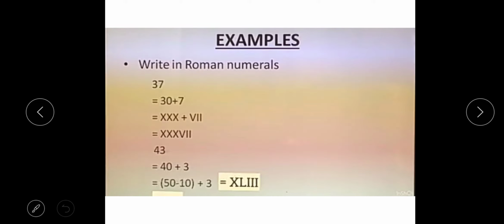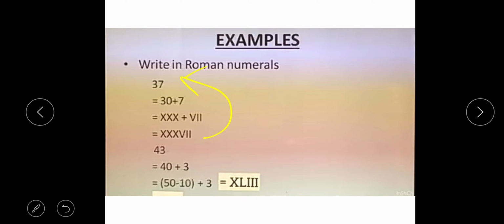The next is an example. See, write in Roman numerals. The number is 37. So how do we write the number 37? 30 plus 7. What is the Roman numeral of 30? It is X 3 times. And the Roman numeral of 7 is VII. So if we add them, what do we get? XXXVII is the Roman numeral of 37.